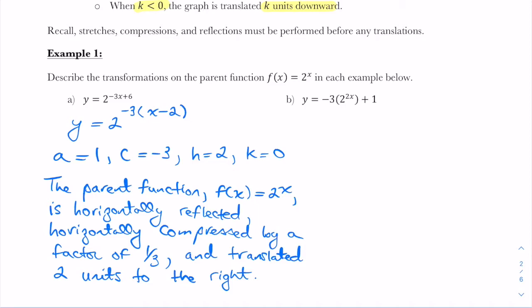Let's try part B. Notice that there's nothing to factor in this one, so we can go ahead and write out a, c, h, and k. A is -3. This is the number in front of the base. We have a base of 2, a c value of 2, no h value, but a k value of 1.